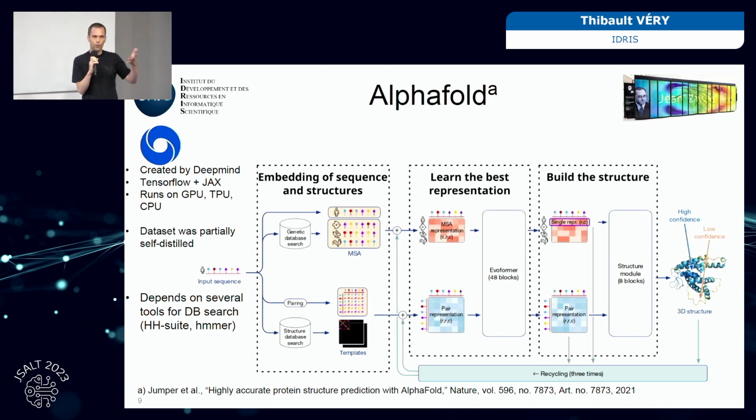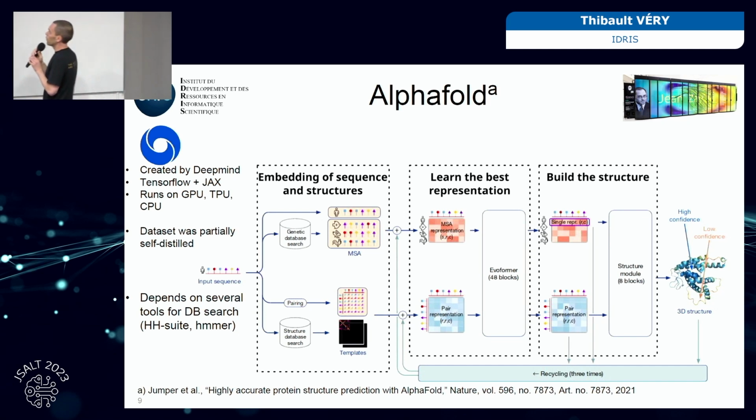One thing that is interesting is that the dataset that they used was partly self-distilled. They used AlphaFold to get some structures that were not in the physical dataset that they were using, the PDB, Protein Data Bank. And that was one part to help improve the performance, so the self-distilled dataset also.